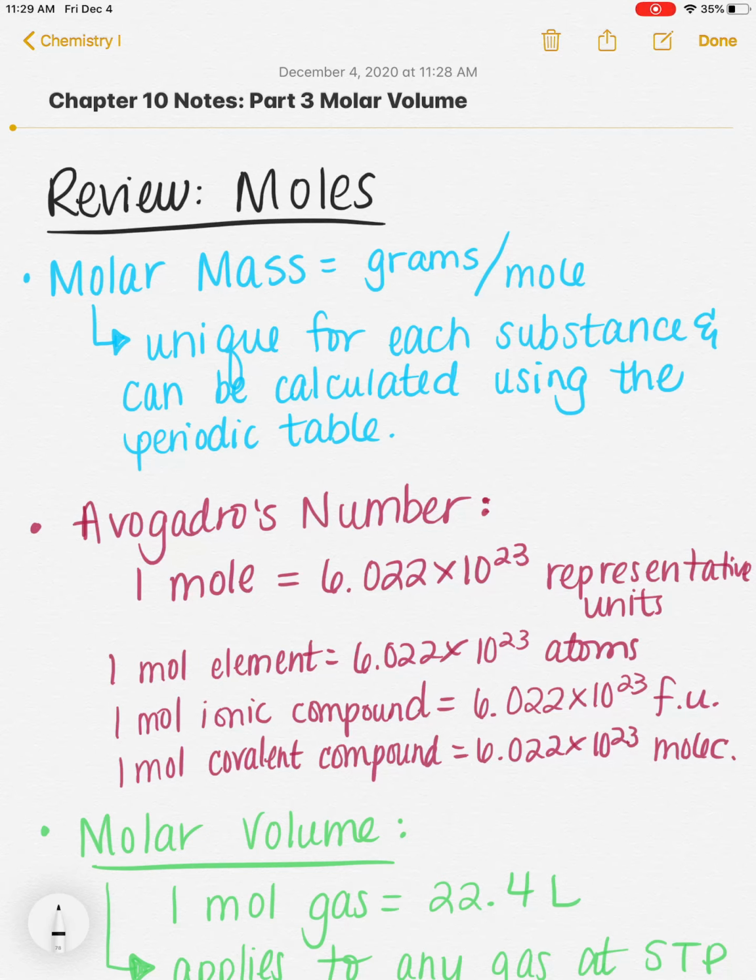Hello, in today's session, we are going to continue on with our discussion of Chapter 10. This is Part 3 in the Chapter 10 note series, and we will introduce the concept of molar volume. So let's review the things that we already know about moles.